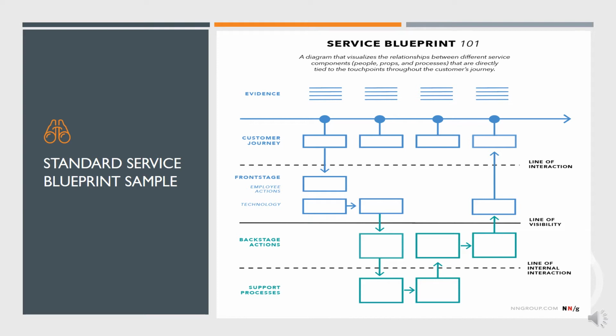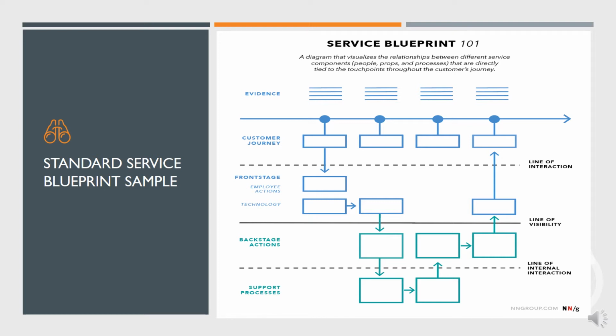Next is the backstage action. So these are steps and activities that occur behind the scenes to support on-stage happenings. These actions could be performed by a backstage employee, for example, a cook in the kitchen, or by a front stage employee who does something not visible to the customer, for example, a waiter entering an order into the kitchen display system. And last of the five elements is the support processes. These are internal steps and interactions that support the employees in delivering the service.